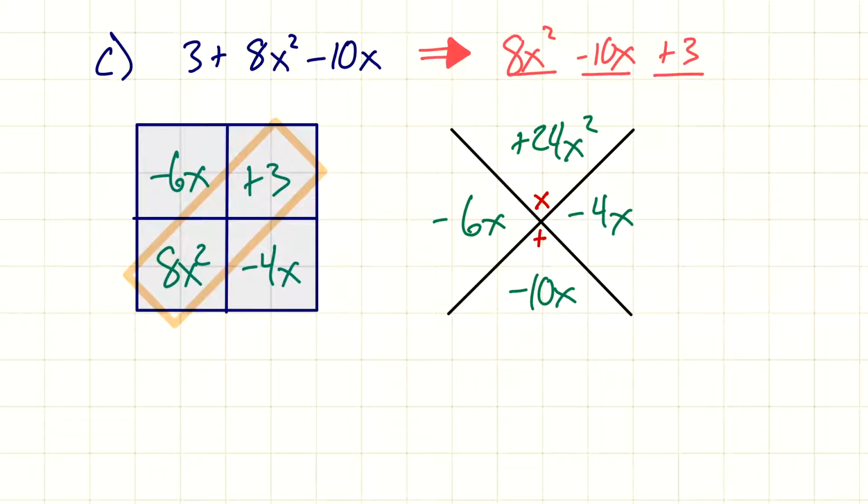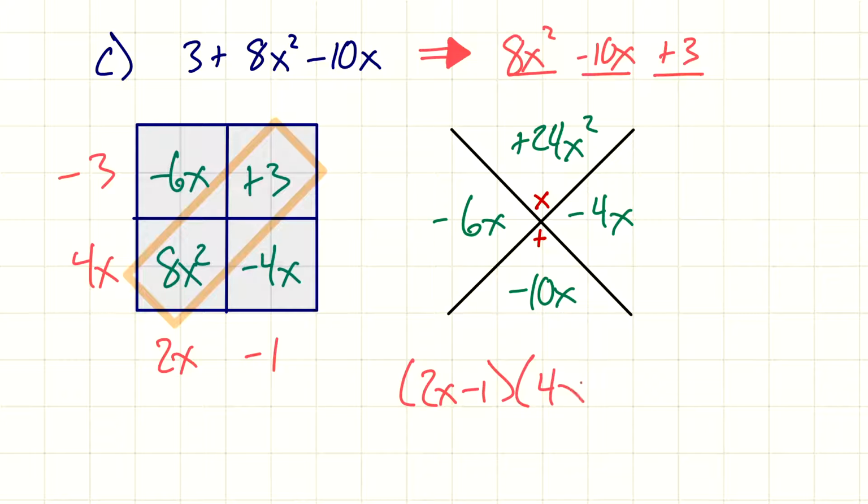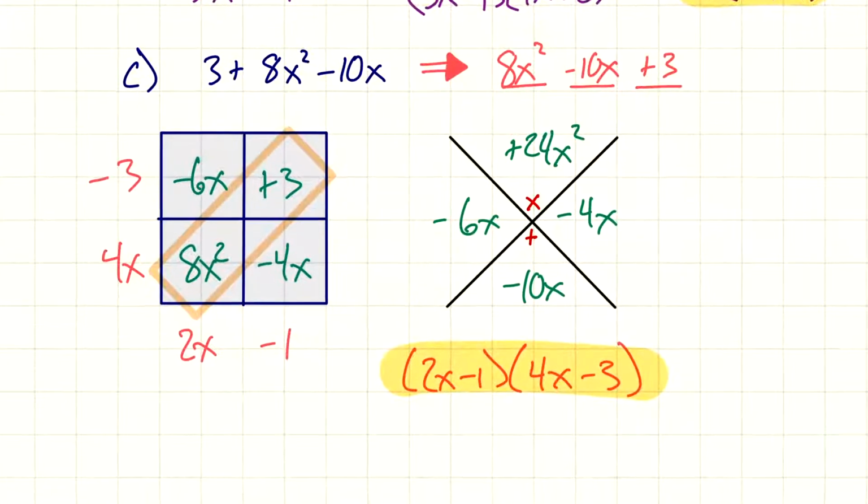And let's figure out the outside. This is going to be 2x, that makes this 4x, and negative 1, and negative 3. All right, so our factors are going to be 2x minus 1 and 4x minus 3. All right, and there you go.